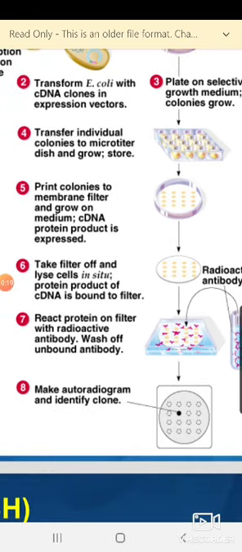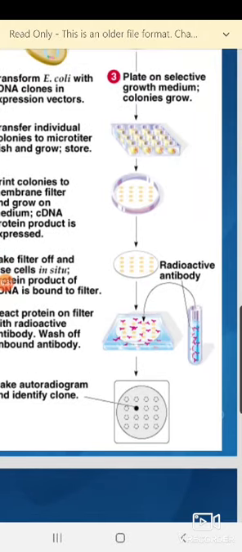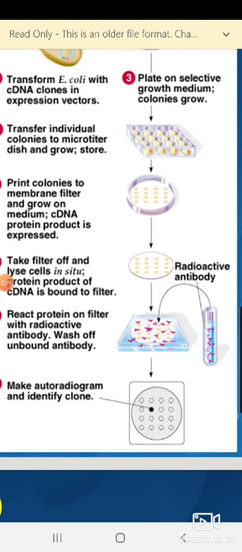Now your probe is the known antibody against your gene of interest. Whichever gene you want to know about, you should have an antibody against it. The antibody can be radioactively labeled, meaning the primary antibody itself can be radioactively labeled, or you may have a secondary antibody: the primary antibody is unlabeled, and the secondary antibody is radiolabeled or fluorescence labeled. But here they have taken the radioactive antibody. So the primary antibody is radioactively labeled, which makes your work less. It will bind directly if the protein is there. Then make an autoradiogram and identify the clone, which will show you the black spot.